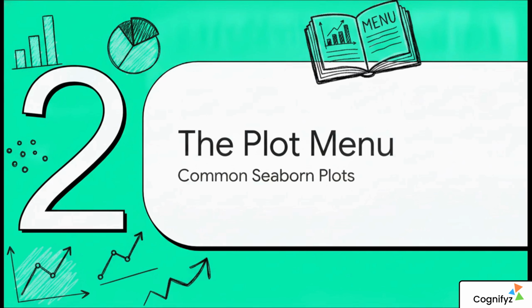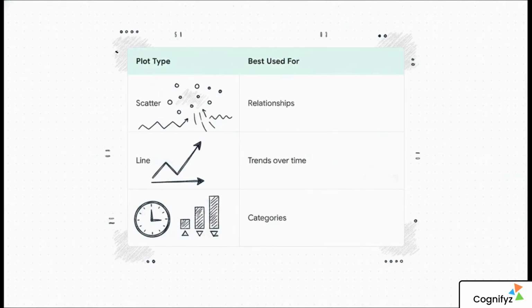Moving right along to Section 2, the plot menu. You know, figuring out when to use which plot is basically half the battle in data science. Think of this as your visual menu. First up, the scatter plot. This is your absolute go-to for checking relationships between two numerical variables, like looking at a person's height versus their weight. Then we have the line plot, brilliant for showing trends and changes over an ordered variable, which is usually time. Think of tracking a stock's price over a year. And finally, the bar plot, which is just perfect for comparing categories, like total sales across different regions.